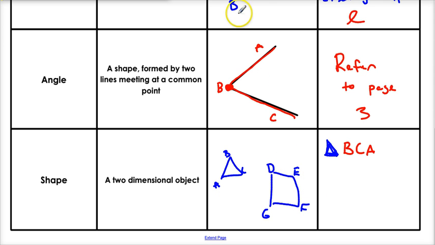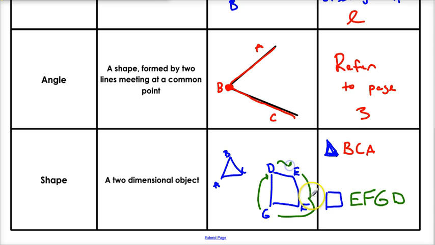Now in this guy right here, this is a square, so we'll draw a little square. All right. And we're going to start at a point and go clockwise. So if we started at point E, it doesn't matter where you start, as long as you go in order. This would be E, F, G, D. E, F, G, D. You must go in order.